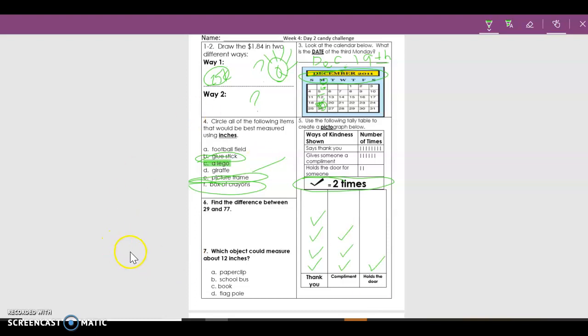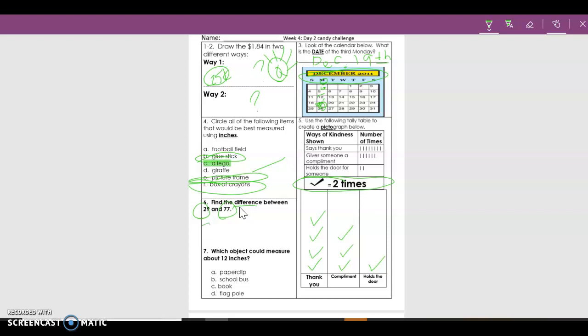Number 6, find the difference between 29 and 77. Now, difference, I like to think when I write the F's in difference, it takes a minus sign to go through the F's. So the difference means to subtract. The other part of subtracting is remembering that you need to take whichever number is larger, and when we subtract it, it needs to go on top.